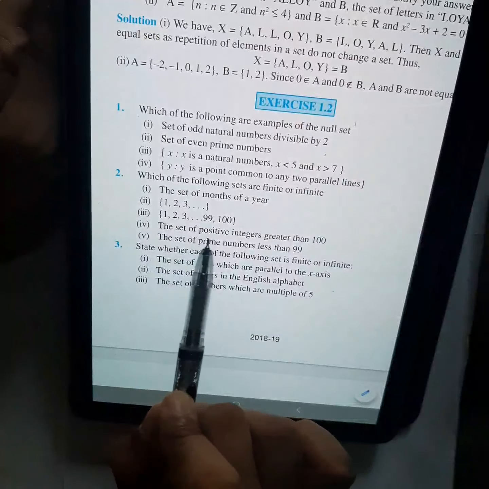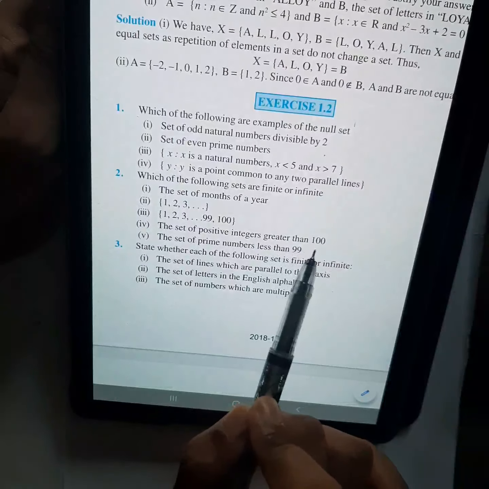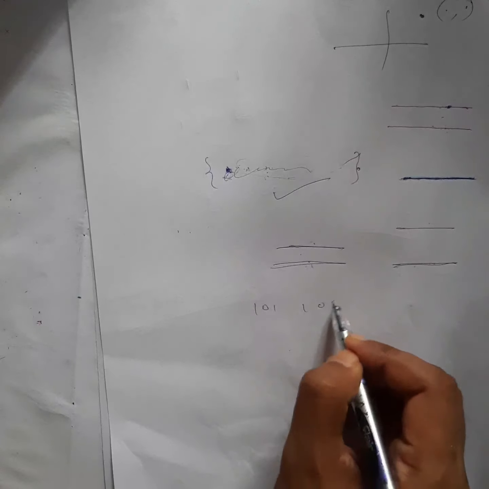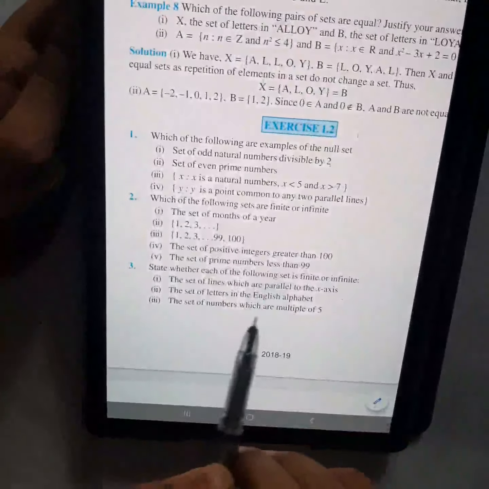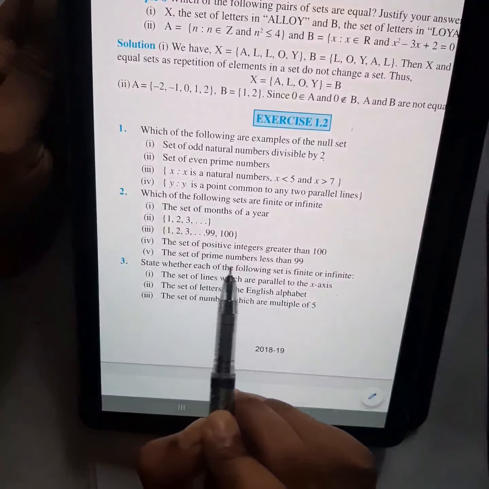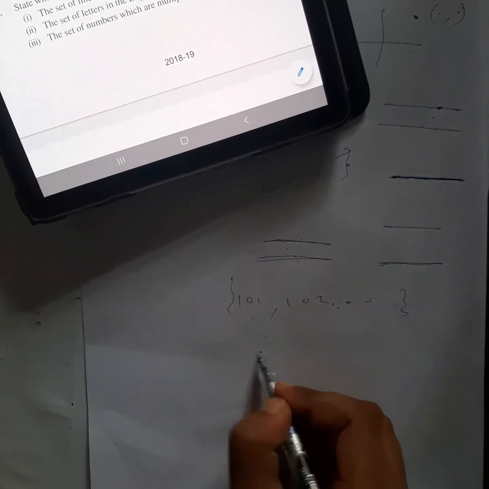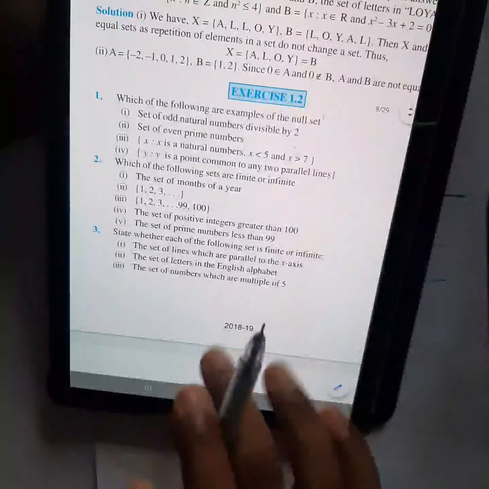Okay. Number 4, the set of positive integers greater than 100. Greater than 100, what are the positive integers? 101, 102, now it will go on, right? It will never end. So this is a never-ending set, that is an infinite set. Okay. Next, number 5, the set of prime numbers less than 99. Prime numbers less than 99 you can end up, right? Yes, so that will be your finite set. Okay, number 3.